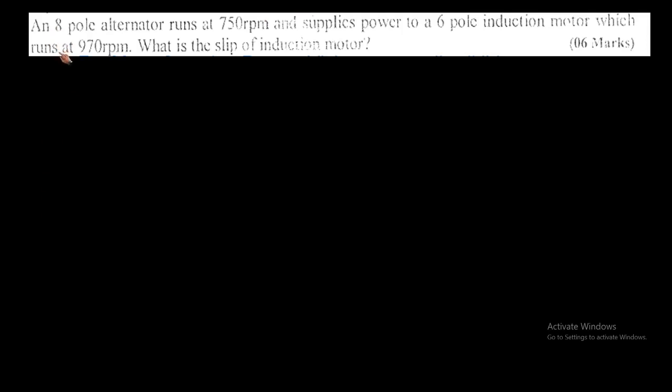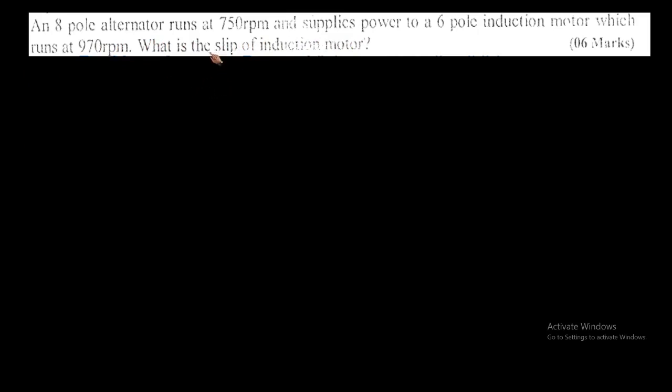So this problem we have done. A 8-pole alternator runs at 750 rpm, supplies power to a 6-pole induction motor which runs at 970 rpm. What is the slip of the induction motor?